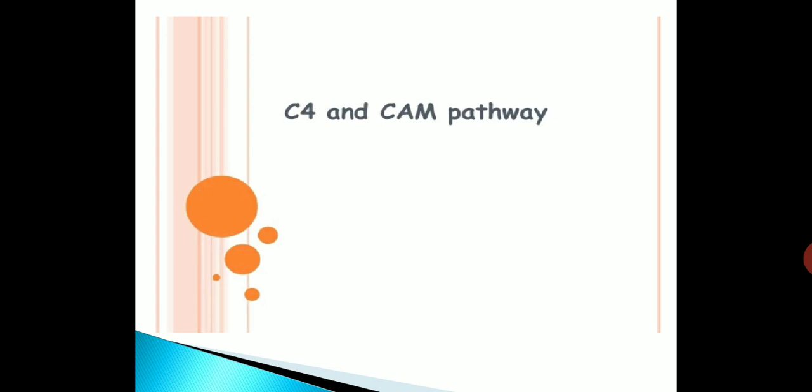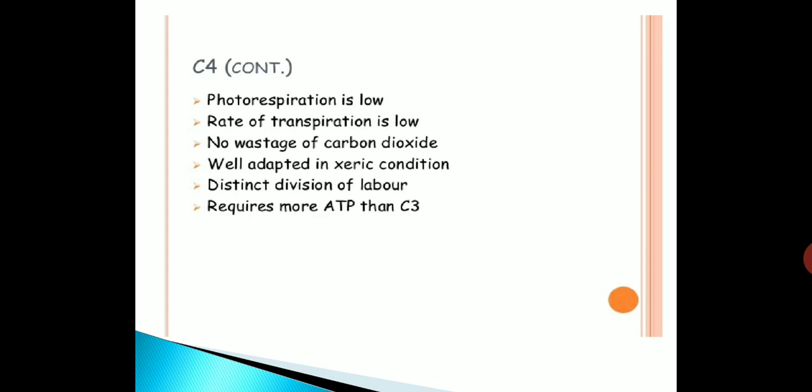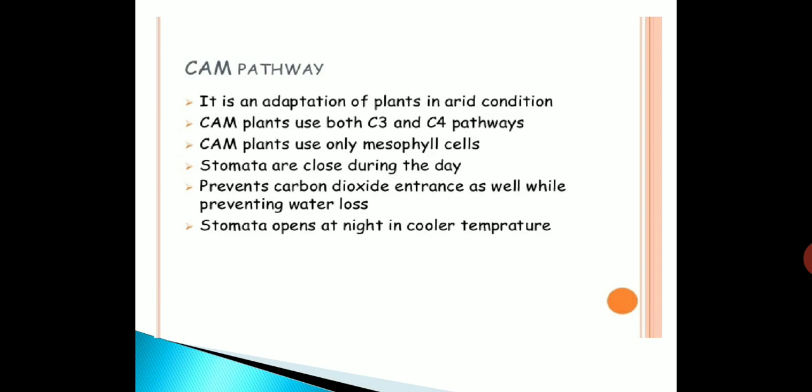C4 and CAM pathway. C4 plant or photosynthesis. What is C4 plant or photosynthesis? Present particularly in monocots, presence of Kranz anatomy. PEP is the initial acceptor. First product is OAA, a 4 carbon compound, that is acid. Oxygen does not inhibit this process. Photorespiration is low, rate of transpiration is low, no wastage of carbon dioxide, well adapted in xeric condition. Distinct division of labor, requires more ATP than C3.